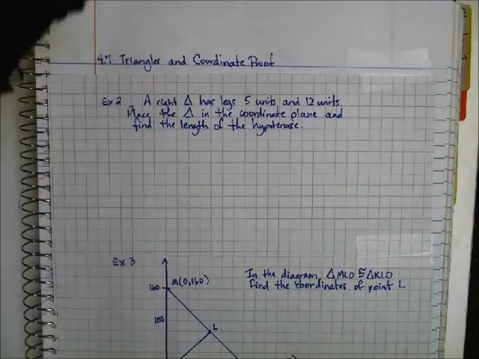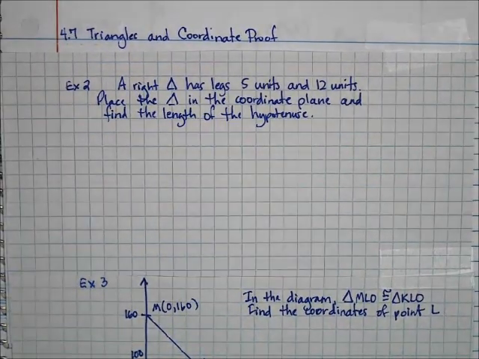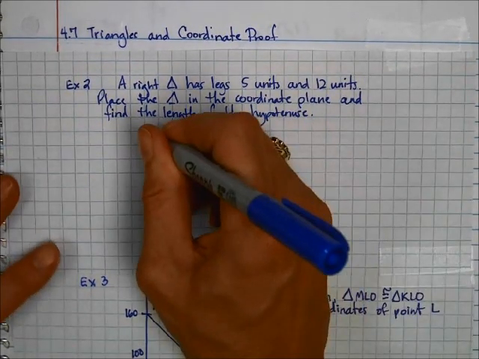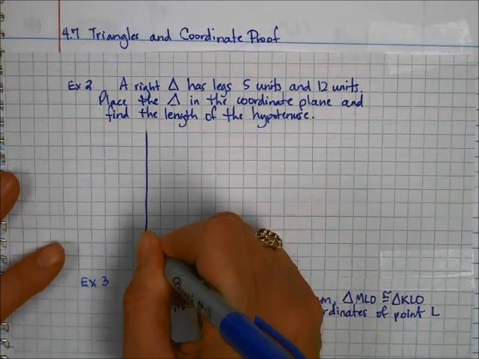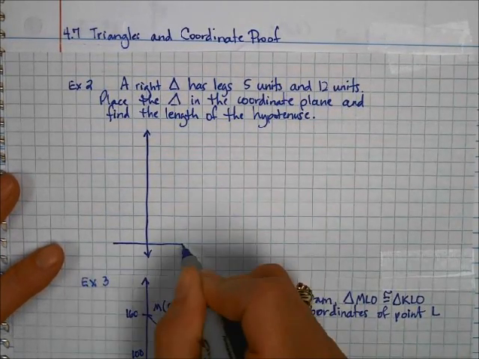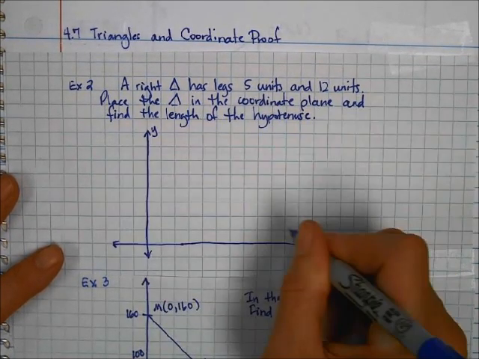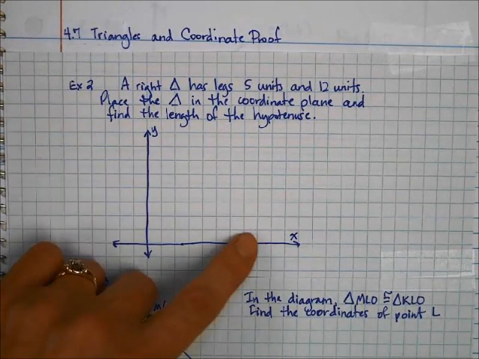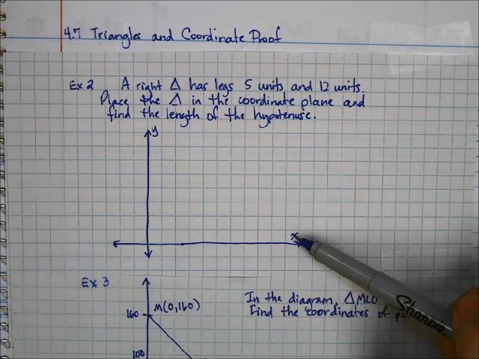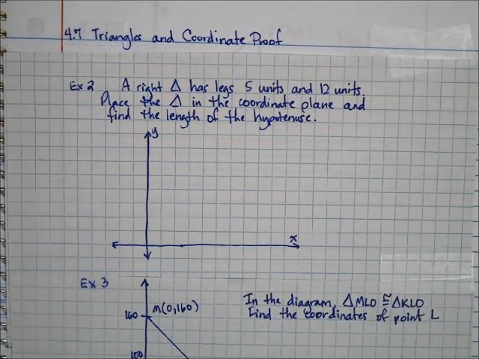So the first example is this: a right triangle has legs 5 units and 12 units. Place the triangle in the coordinate plane and find the length of the hypotenuse. What we're going to do is just draw an axis. I like to keep my pictures first quadrant only because that way everything's positive. So probably important to go ahead and put the little y on there and the x on there so that it looks a lot like an algebra problem. It's just the way we do it when we make graphs.